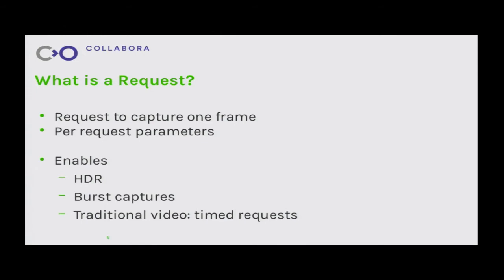It can also do burst captures, so you can just queue requests and fill your queue with requests, and the hardware will process them as fast as possible, allowing you to capture frames very quickly one after another. And then you can also do traditional video by sending requests on the clock. Let's say every 30th of a second you send a request, and that will give you traditional video. And obviously you can just take a single picture by sending one request.